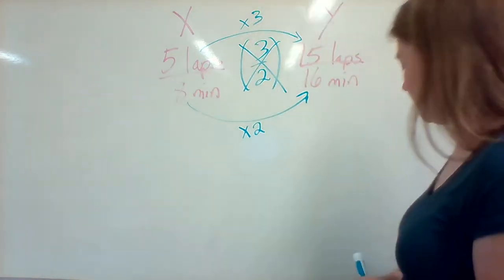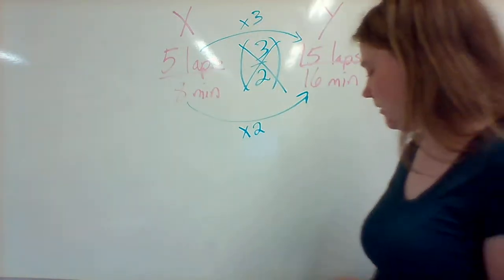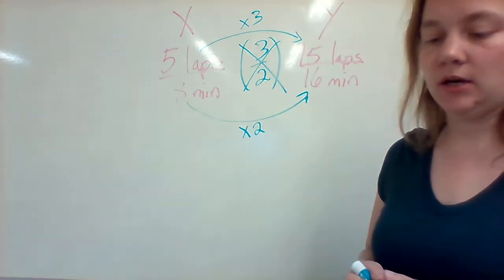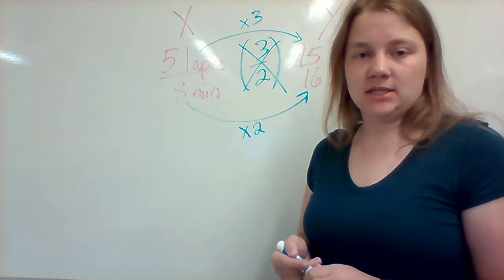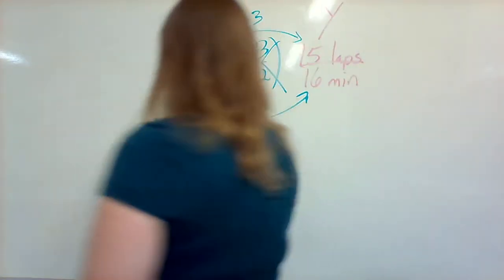Let's look at a different example. Let's look at the example of, we're going to go back to shopping again. Let's say you can buy 6 DVDs for $90.